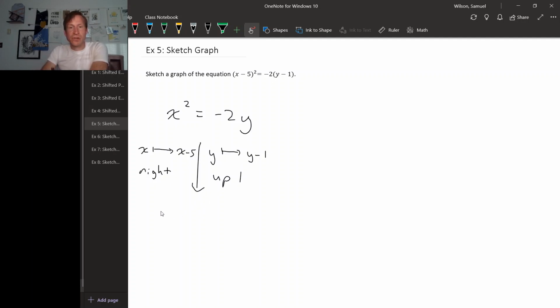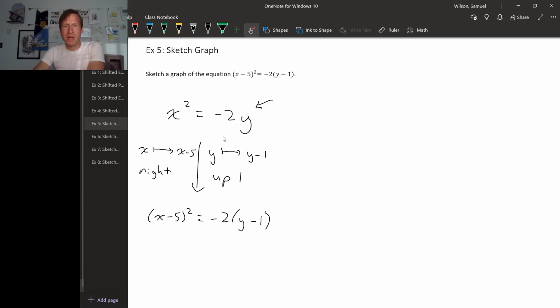So what we'll do, and that will give us this equation that we want, (x − 5)² = −2(y − 1). So what we're going to do is sketch the graph of this unshifted equation, x² = −2y, and then we're going to do these shifts, and it will give us the graph of (x − 5)² = −2(y − 1). Okay, so let's graph the unshifted parabola first.